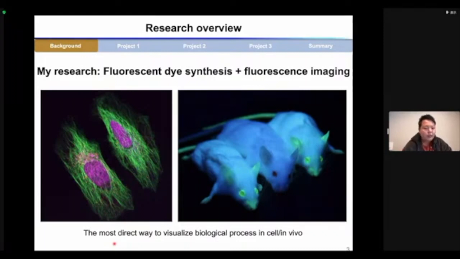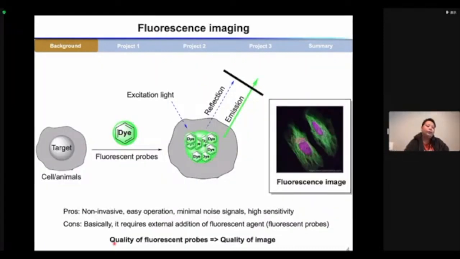How does it work? You have a biological sample, such as cells or animals, and inside the biological sample, you always have something you want to see. We call it a target of interest, TOI. And you prepare a molecule which shows emission and can also target that TOI. Those kinds of molecules are called fluorescence probes, and by externally adding those fluorescence probes, the probe will localize to the target, and you can see how the target works by tracing their emission spectrums.